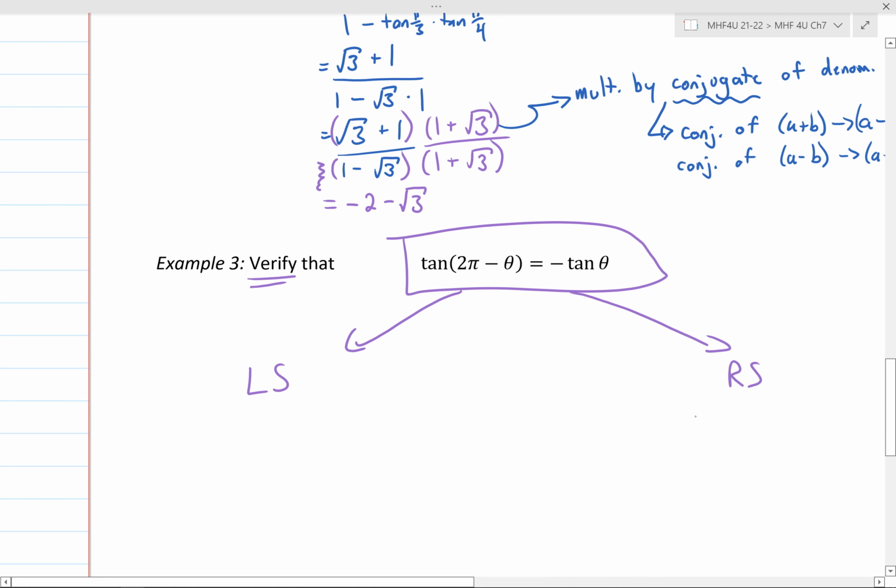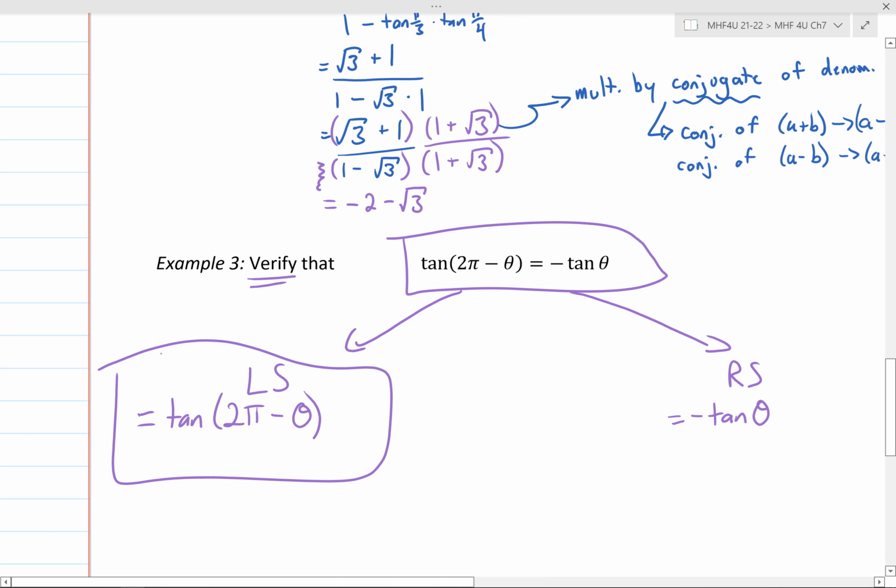So our right side, what is that? Well, that is negative the tangent of theta. All right, our left side, what is that? Our left side is equal to the tangent of 2 pi minus theta. And the hint I'll give you here before I end the video is that we're working with the tangent of a difference over here. So you're going to need to use one of your compound angle formulas, and it's going to have to include the tangent function and a difference of two angles right there.